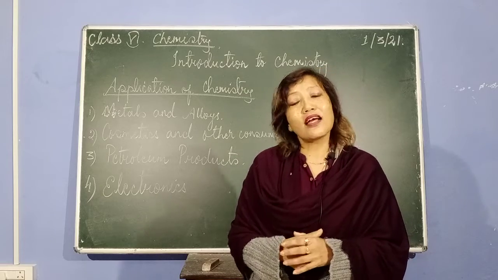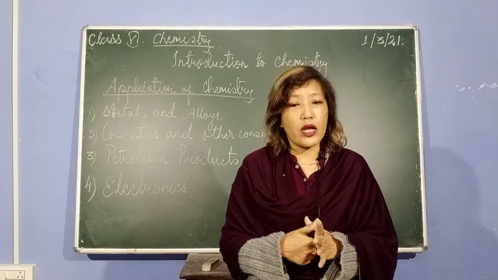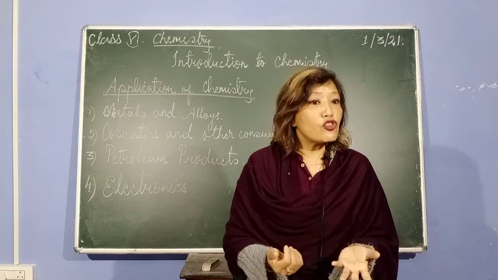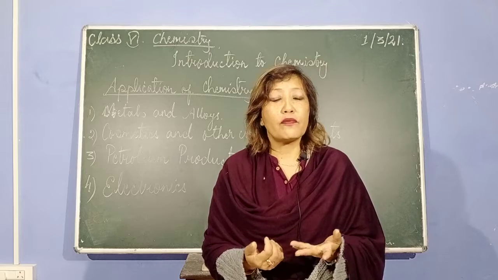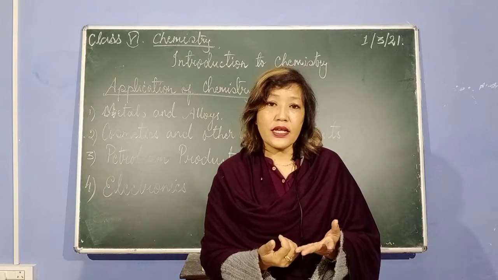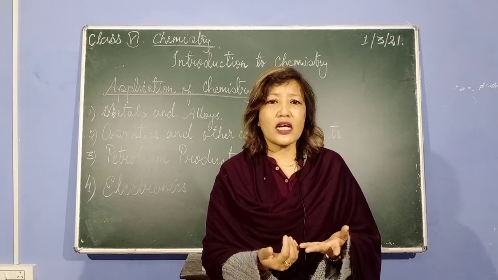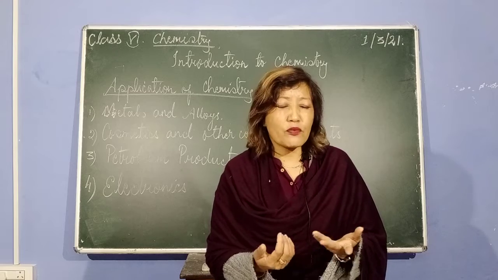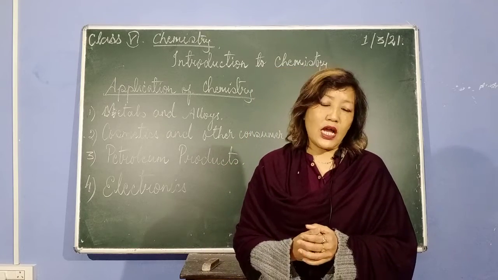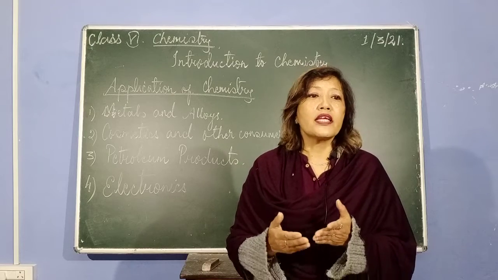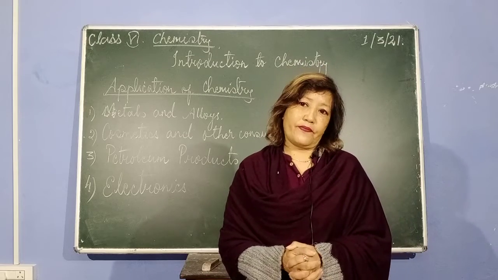Now, what are the examples of petrochemicals? They are petrol, diesel, kerosene, liquefied petroleum gas, then some medicines, drugs, plastics, paints and varnishes. So all these petroleum products are obtained by chemical processes.